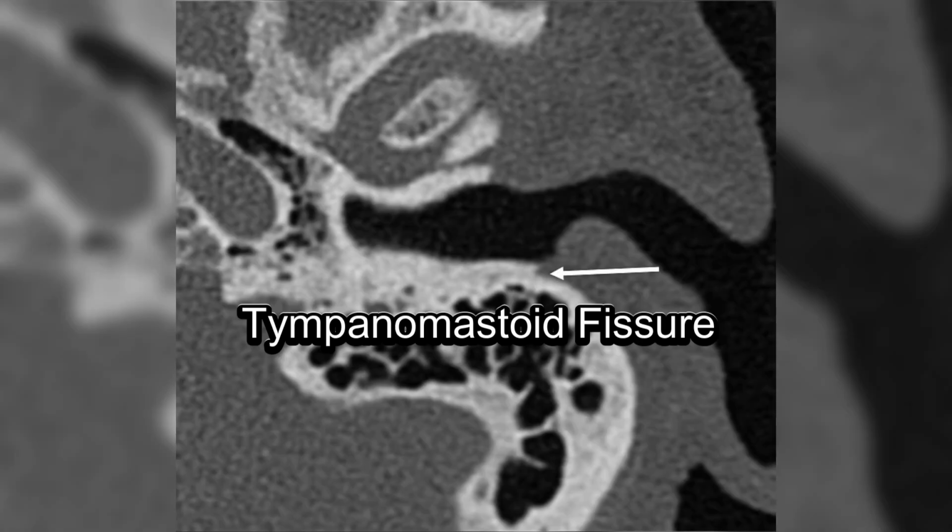The tympanomastoid fissure, when open, separates the tympanic portion of the external auditory canal from the mastoid portion. Through this fissure emerges the auricular branch of the vagus nerve, also known as Arnold's nerve.